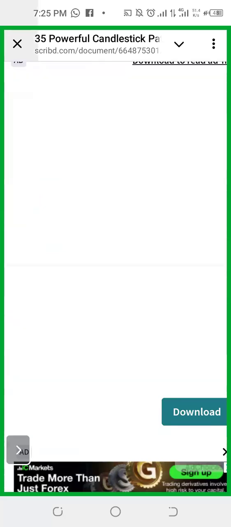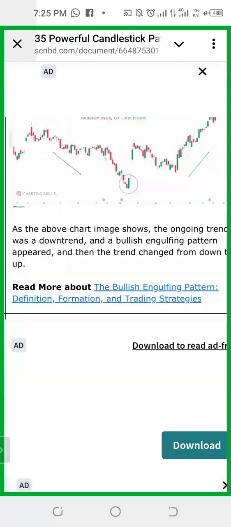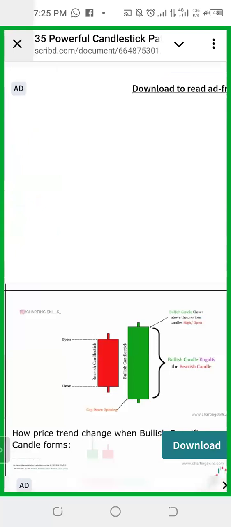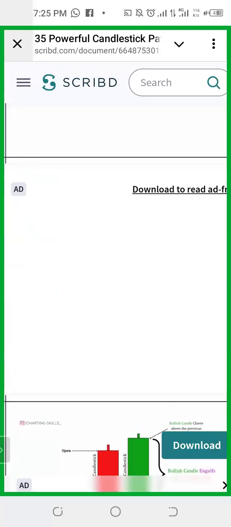We also have the bearish engulfing pattern. It is the opposite of the bullish engulfing pattern. Let me explain that, so that when you see that kind of pattern in an uptrend, it shows that you need to get out from that trade.